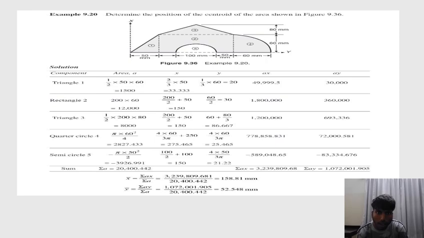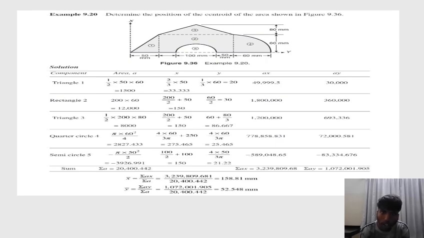Now for the y values: 1 by 3 into 60, that means 20. 60 by 2 is 30. 60 plus 80 by 3 is 86.667. 4 into 60 by 3 pi is 25.465. 4 into 50 by 3 pi is 21.2.